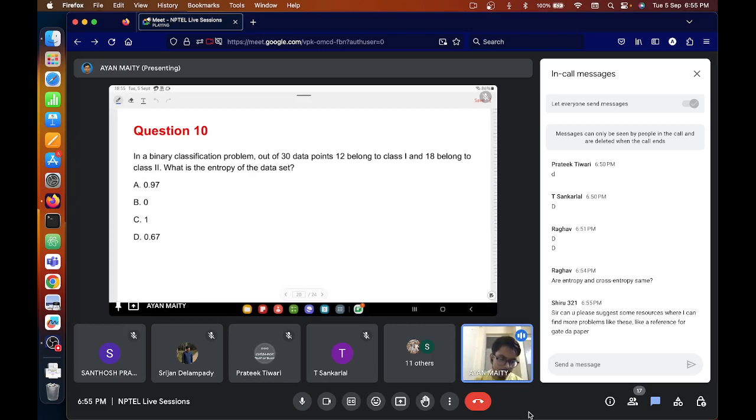Raghav is asking if entropy and cross entropy are the same. Yeah, entropy and cross entropy are used with the same meaning, so these two are the same in case of decision trees at least. Entropy is also used, and the cross entropy term is also used in case of decision trees.